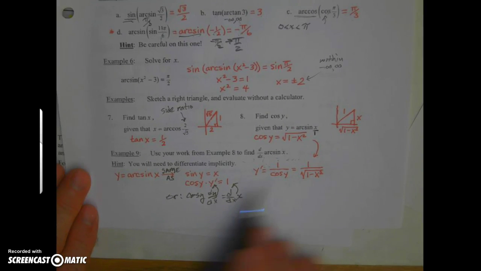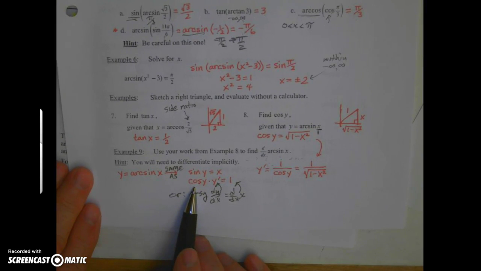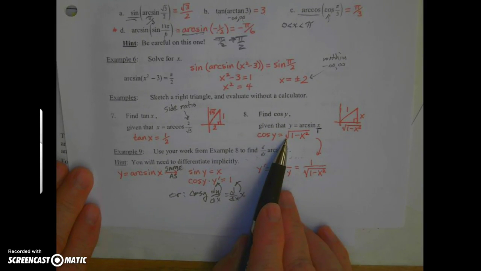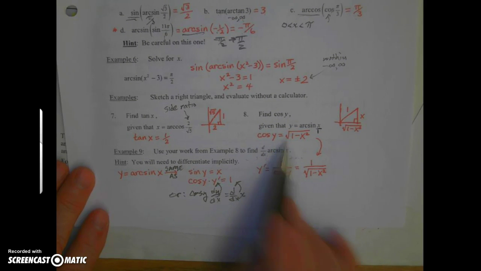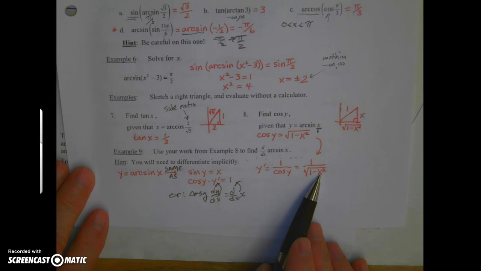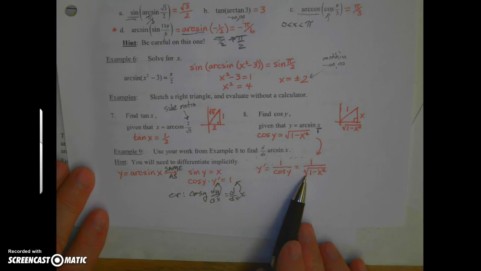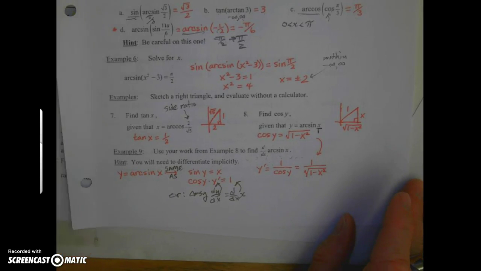Now recall that we said the cosine of y is going to be the same as this value right up here, which we already found. So we're going to replace cosine of y with the square root of 1 minus x squared. So the derivative of y with respect to x is going to be 1 over root 1 minus x squared.